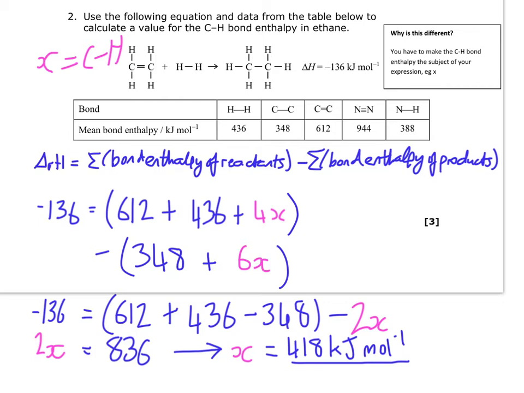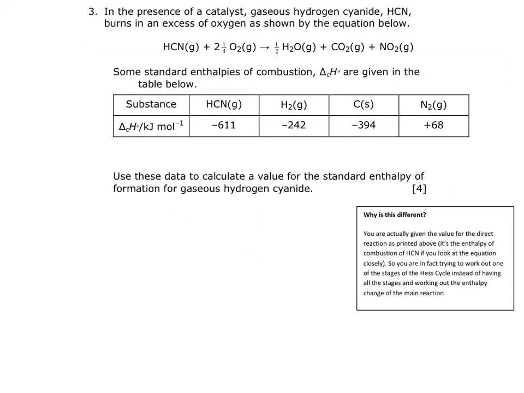So let's now do a couple more. Here's one where we have to calculate a value for the standard enthalpy of formation for gaseous hydrogen cyanide. You're given a reaction in the actual question, HCN plus 2 1/4 O2, giving you half H2O plus CO2 plus NO2, and you're given a collection of data.